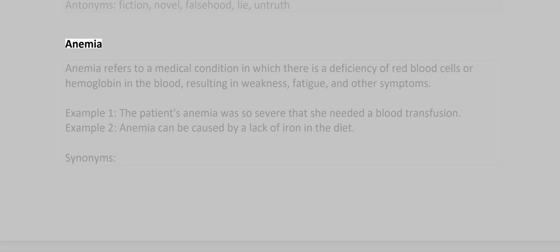Anemia. Anemia refers to a medical condition in which there is a deficiency of red blood cells or hemoglobin in the blood, resulting in weakness, fatigue, and other symptoms. Example 1. The patient's anemia was so severe that she needed a blood transfusion. Example 2. Anemia can be caused by a lack of iron in the diet.